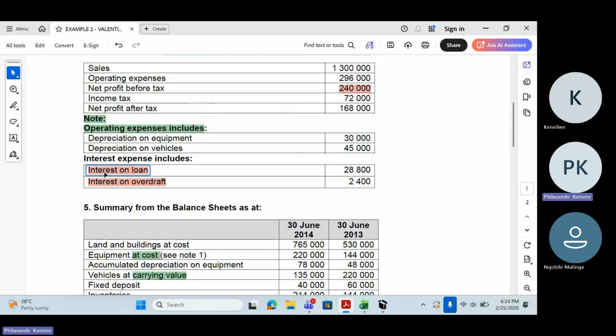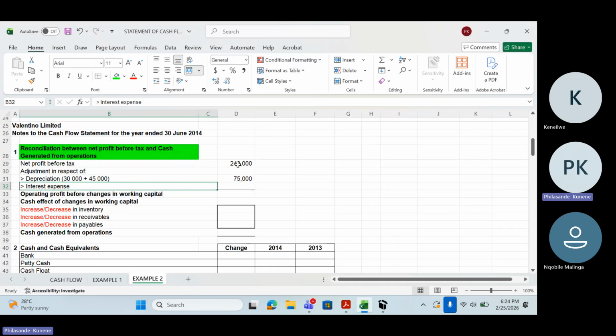But it doesn't matter. Both of these two are interest expense that should be recorded in the cash flow statement. Whether it's on loan or it's on overdraft, same thing. That is an expense that has been incurred by the business. So we have to remove it from this profit and then record it separately on the face of the cash flow statement.